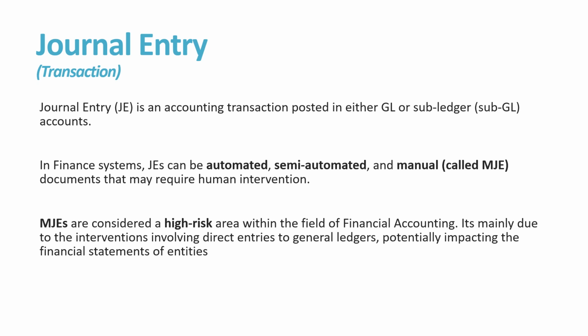A journal entry is an accounting transaction posted in either the general ledger or subledger accounts. Subledger accounts are also sometimes called sub-GL. Journal entries can be automated, semi-automated, or manual. Manual journals require human intervention, and they are considered a high-risk area within the field of financial accounting. This increased risk is primarily due to the interventions involving direct entries into general ledgers, potentially impacting the financial statements of entities.